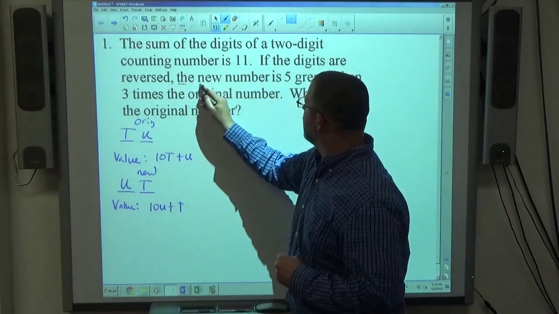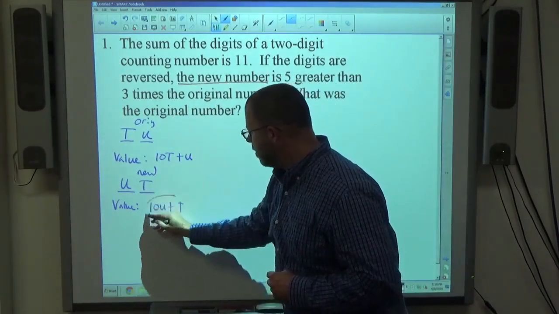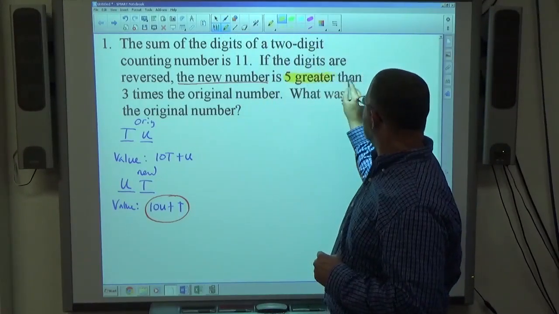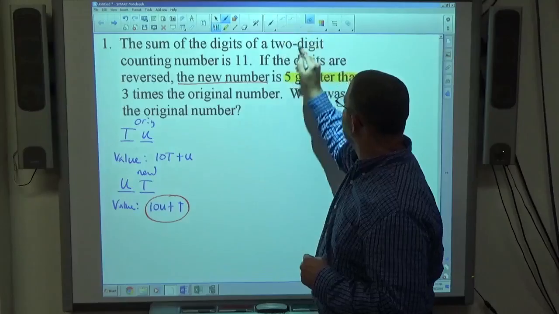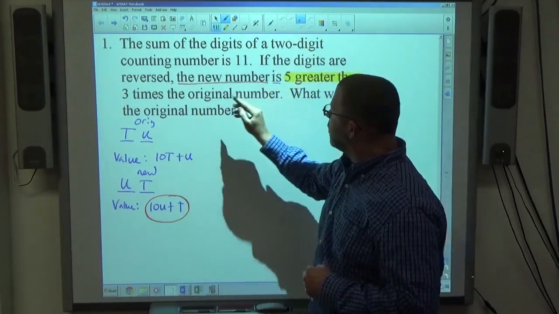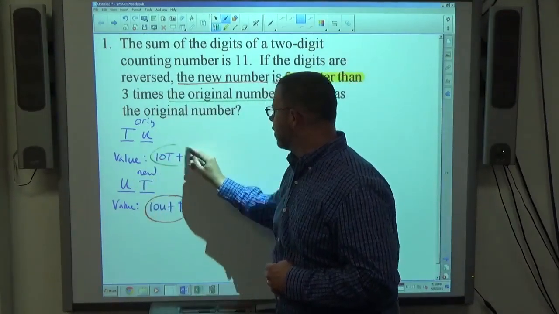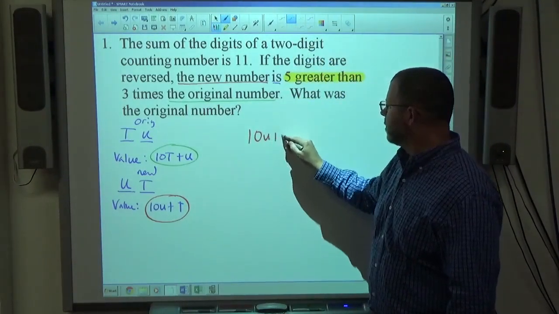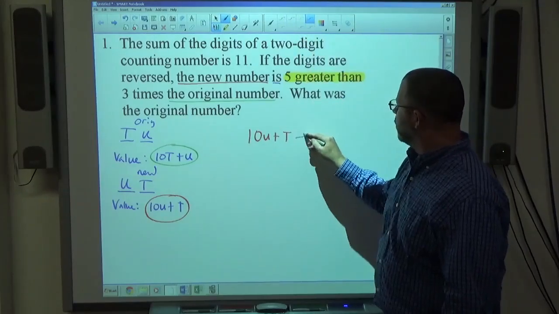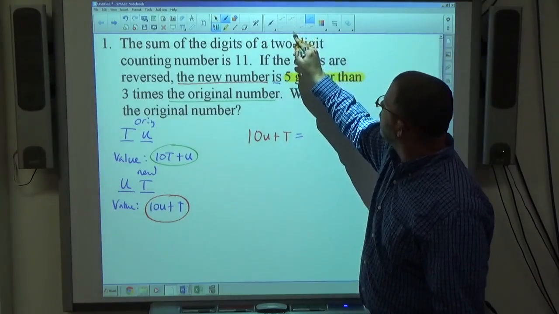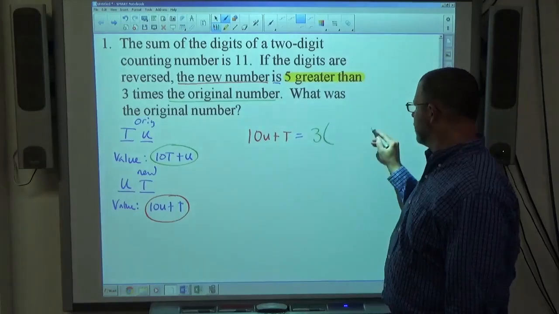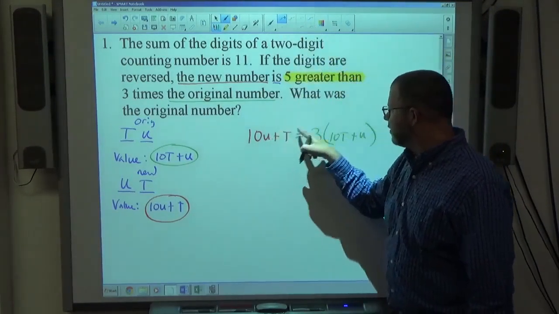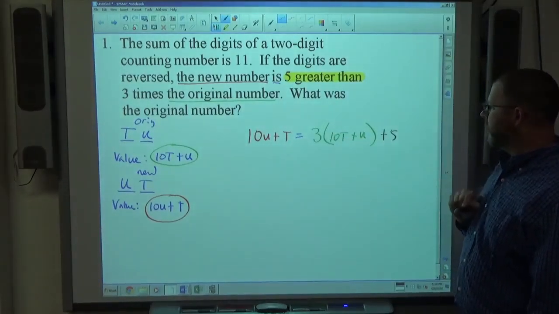So if we first focus on the harder of the two equations: if the digits are reversed, the new number, that would be this, is 5 greater than. We always ignore greater than statements until the end. Of course the word is equals. It says 3 times the original number. So if I write the equation out, the new number, which is 10u plus t, equals 3 times the original number, 3 times 10t plus u, and it says this is 5 greater than this, so plus 5 makes them equal.